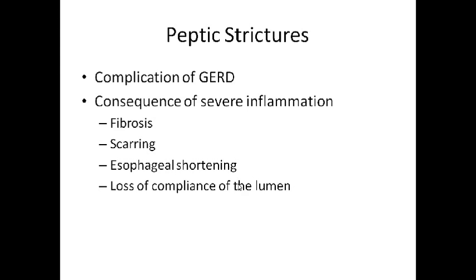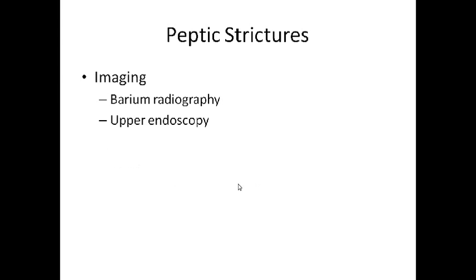A complication of GERD is peptic strictures. Again, remember that sometimes with GERD we actually have scar tissue that's formed, fibrosis, with the esophagus. What this does is it decreases the motility and actually shortens the esophagus also. There's less compliance of the lumen, less elasticity of the esophagus.